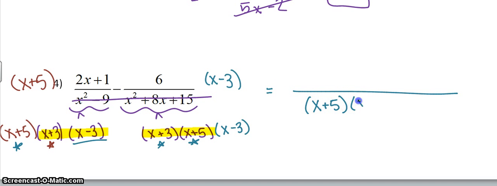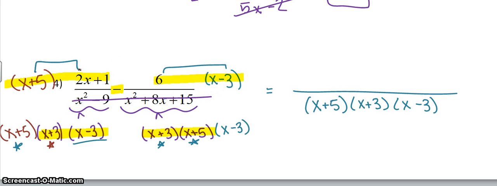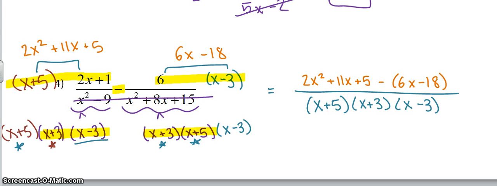Okay, so each of them has an x + 5, an x + 3, and an x - 3 now. Before we can do anything else, we need to simplify the numerators of each fraction, and then eventually we're going to be subtracting them. So if you're going to multiply x + 5 by 2x + 1, you're going to have to FOIL, and then you'll have to multiply 6 times x - 3. So I want you to clean those up, just multiply them out, and I'll come back with the full simplified numerator.